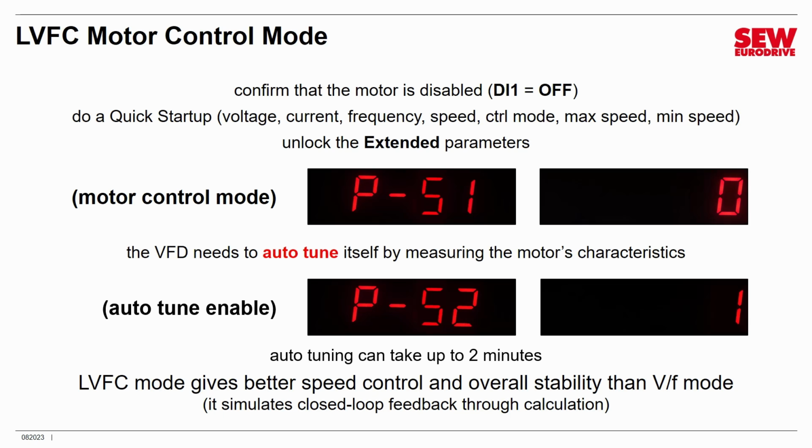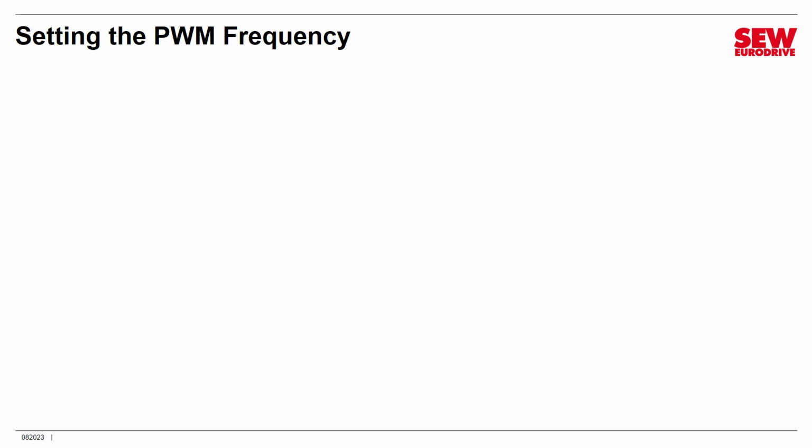What I'm going to talk about next is not unique to LVFC mode. It applies to any motor control mode, but this is a good place to talk about it. And that is setting the pulse width modulation frequency. If you remember, a few sessions ago, we talked about how PWM generates a synthetic alternating current that controls the motor by varying that frequency across the range between 0 and a maximum value.